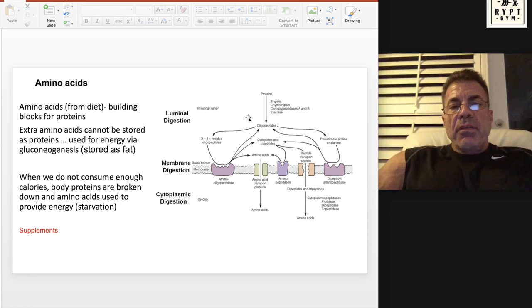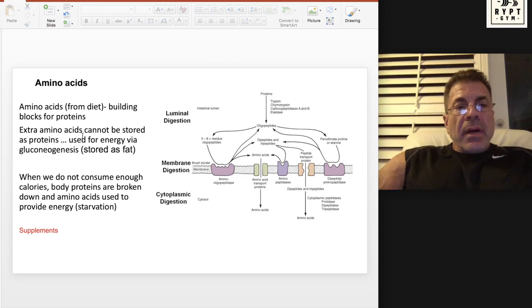So the point is, by breaking down the protein, it can now enter the cell. Of course, it needs to be transported through the cell membrane, through transport proteins, and there's different transport proteins along the brush border of our small intestines in order to bring in different size amino acids.